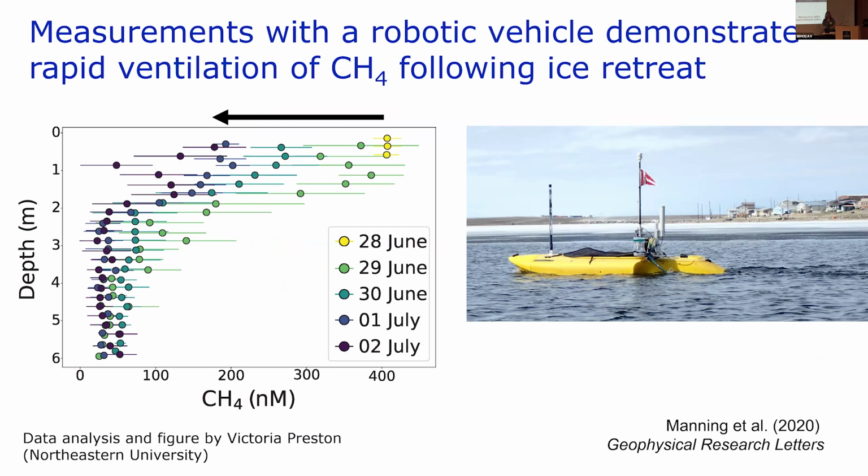We also did a lot of observations with a robotic vehicle, and there's been a lot more work done by people who are in the audience back in Cambridge Bay, a lot of papers being led by early career scientists. So check out more papers on Cambridge Bay coming, but this just shows that we did measurements with this robotic vehicle over a course of 5 days, and the surface concentrations decreased from 400 to 200 nanomolar over those 5 days.